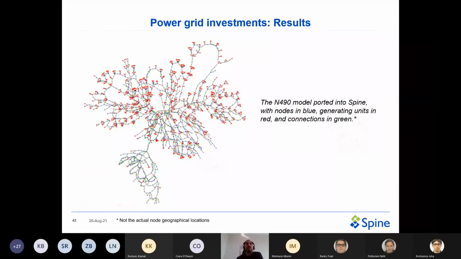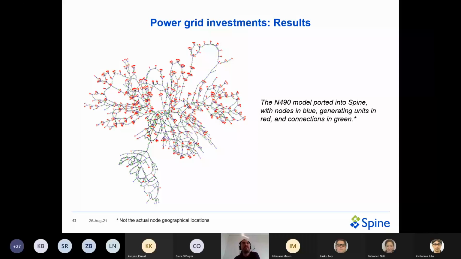And now results. Here we have a very big graph view diagram that basically shows the Nordic 490 data when it's just imported into a Spine database, so we can have this visualization tool. Again, we need to pay attention just to colors here. In red we have generating units, and we see that they are mostly concentrated in the top part of this diagram. In green we have a lot of connections, of course, and in blue we have the nodes.